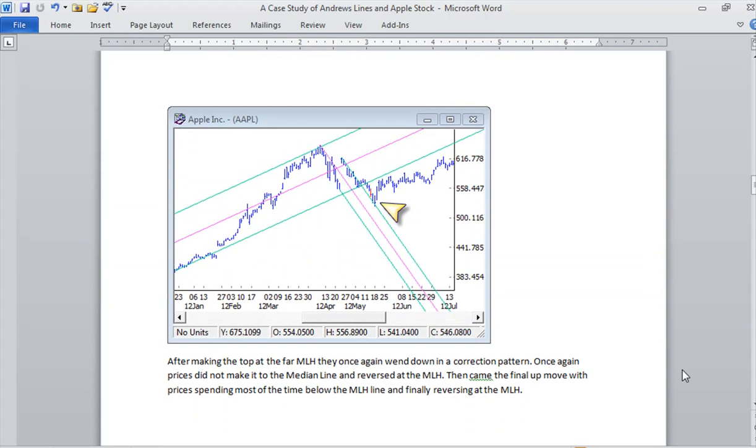Okay, so let's take a look here. What do we have here now? It made the high, and then it came down. And as it came down, once again, it reversed at the MLH, never making it to the median line. And so you're looking for a good move to the upside here. Now, if you're a course member, take a look at your NN concepts and you'll understand why they are not likely to go to the far parallel.